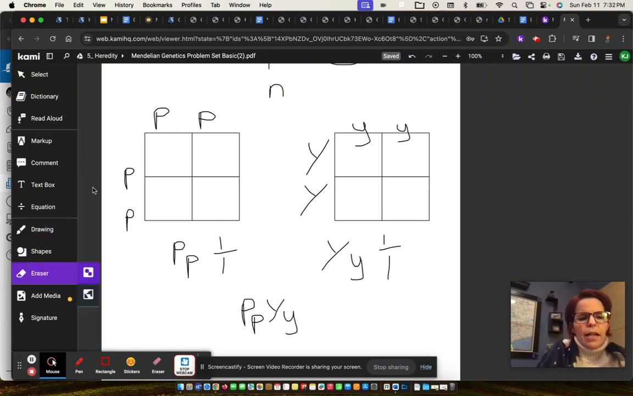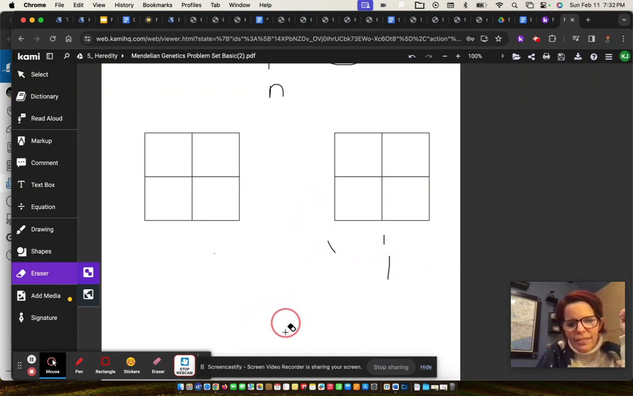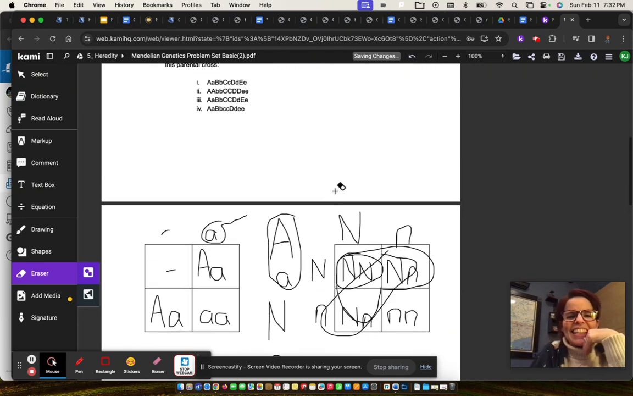Let's erase and see what other things. This eraser does not work as well as it should. I hope you're speeding it up. I'll go as fast as I can. Make it go away. It is not as efficient as I'd like it to be. All right, let's try again.